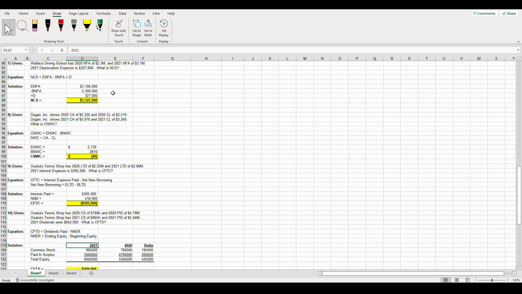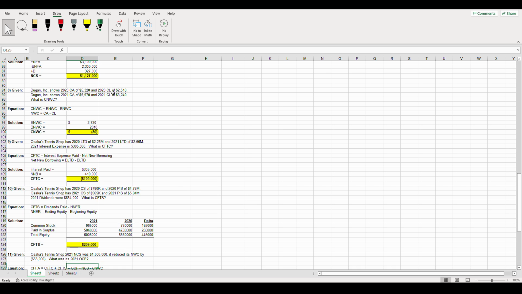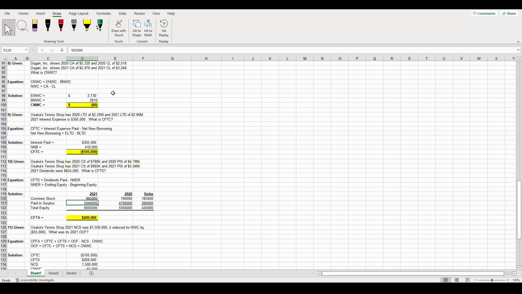Moving on to problem 2.8, we have Dugan Incorporated showing 2020 current assets of 5320 and 2020 current liabilities of 2510, your current assets and your current liabilities. They also show in 2021, or ending numbers, current assets of 5970 and 2021 current liabilities of 3240. And they want to know what is the net working capital, change in net working capital, CNWC.